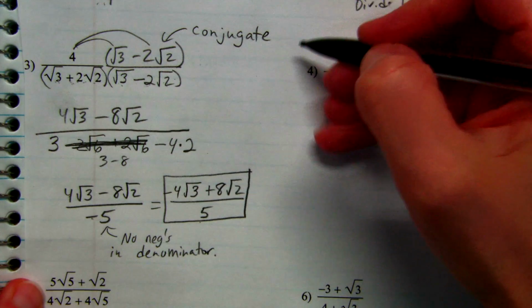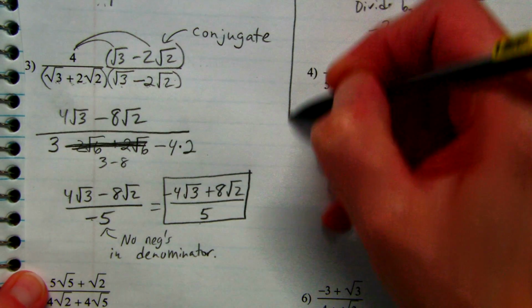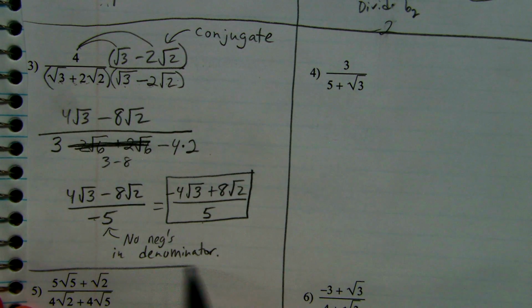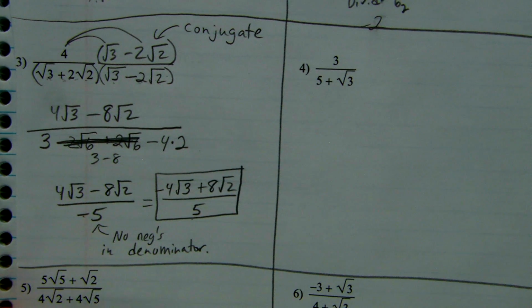All right, I'm going to draw lines because it's bothering me. Hey, I did that too, but mine are crooked. Mine are straight-ish. Okay, so let's look at number 4.